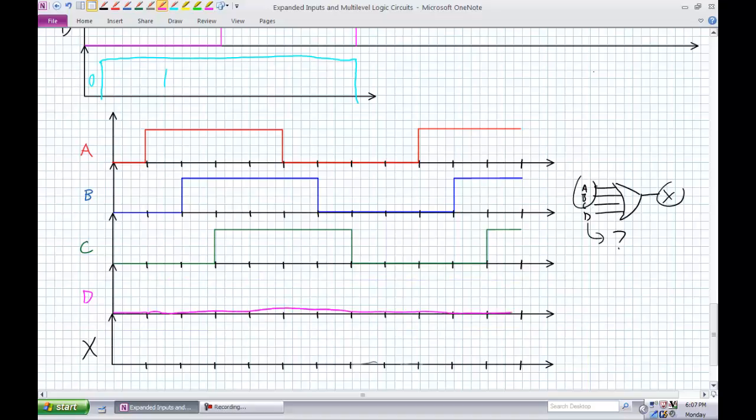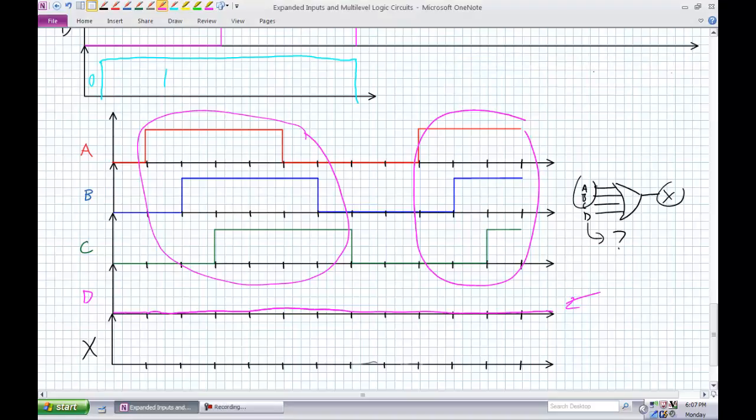What if I tied D to zero, an unused input? What am I making my decision off of? A or B or C? A or B or C? D is not even influenced there. So you do have to take into account those unused inputs if you're trying to take a larger gate and use it as a smaller gate, which you can. We've kind of really reached the end of this expanded inputs.